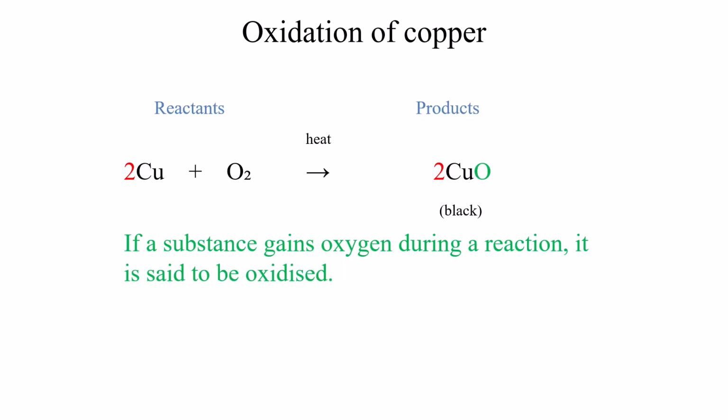Here you can see the equation representing the formation of copper oxide. You can see oxygen is added to copper and copper oxide is formed. If a substance gains oxygen during a reaction, it is said to be oxidized. So in this case, copper is oxidized, or we say that oxidation of copper has taken place because oxygen has been added to copper.